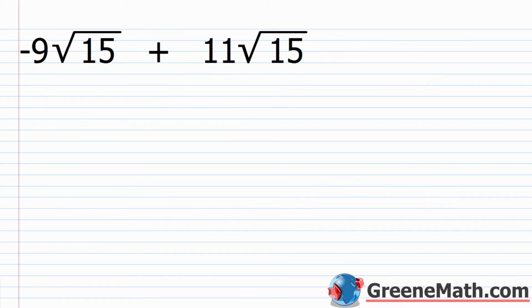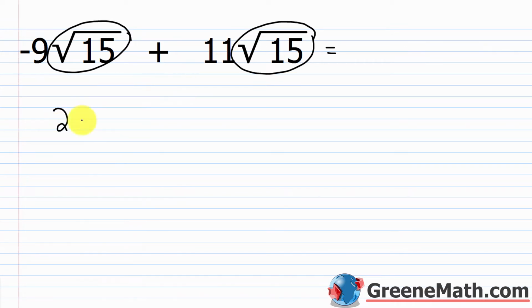All right, let's take a look at another one. Let's say we run across negative 9 times the square root of 15 plus 11 times the square root of 15. Again, I've got the same index, a square root in each case, and the same radicand: a 15 and a 15. So this part is going to stay unchanged. We just work with the numbers out in front. So it would be negative 9 plus 11, which gives us 2, and then times that common radical, the square root of 15.